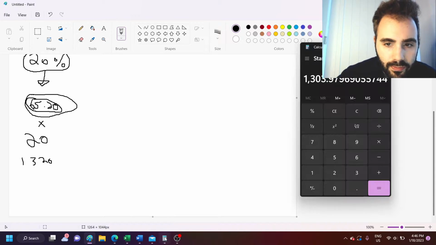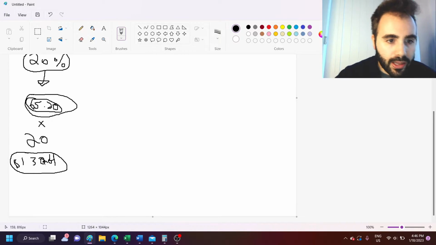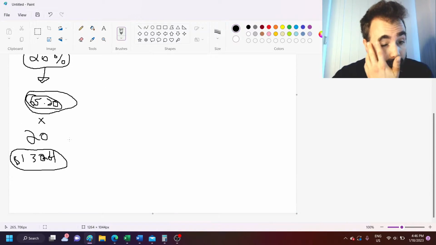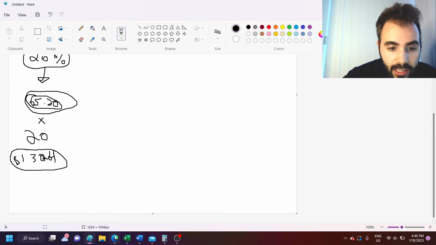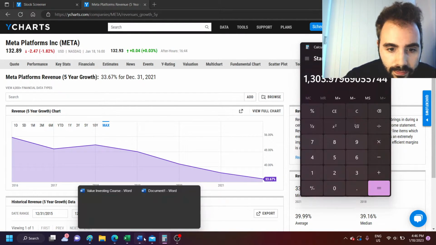$1,320. Sorry, $1,304. Doesn't really matter, this is just basically spare change, but $1,304 is our future price for Meta. We compare that to the current price, so we can see Meta is currently trading at $132 per share.